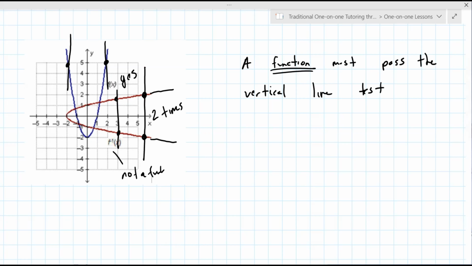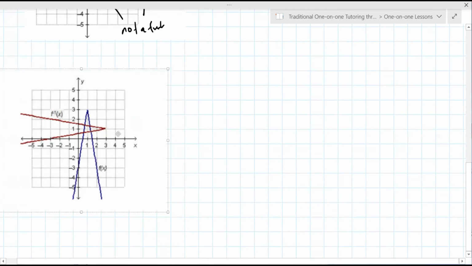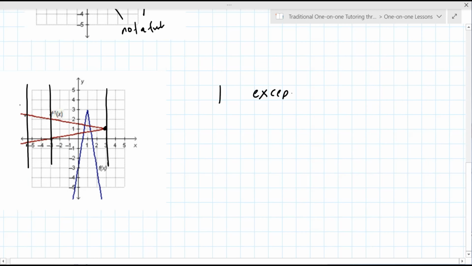Okay, I get that. Let's look at the next one here. Is the red a function? Let me draw a vertical line. Does it hit it more than once? Do you see how these hit it twice? Yes. Now, if you said, hey, Matthew, what about right over here? I would say, well, right there it only hits it once, but everywhere else it hits it twice. The one time that it only hits it once doesn't count for the other times. You only have to find one exception.